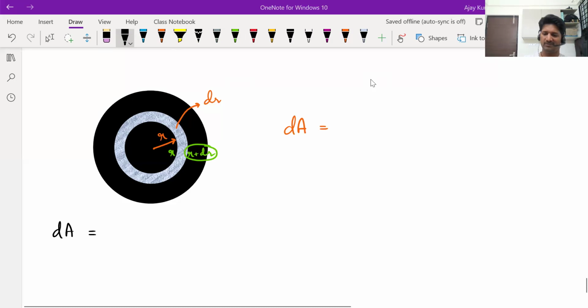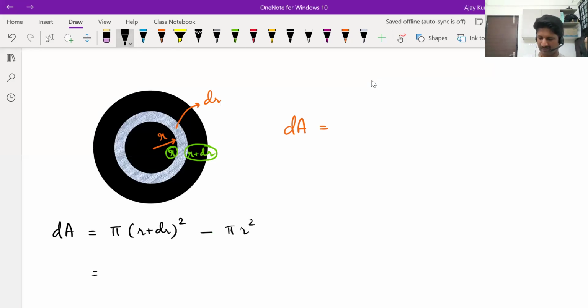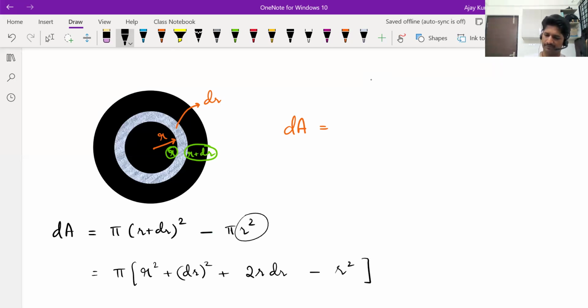Isha, what is the formula for the area of a circle? So pi r square. If the radius is r plus dr, then the area becomes pi times (r plus dr) whole square. That is the outer circle's area, minus the inner circle's area. The inner radius is r, so its area is simply pi r square. Taking pi common, (a plus b) whole square is a square plus b square plus 2ab. Minus this r square. We have taken pi common.